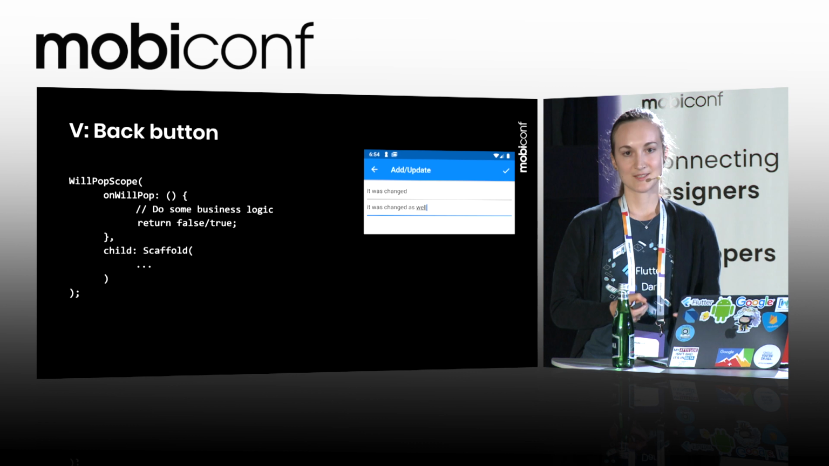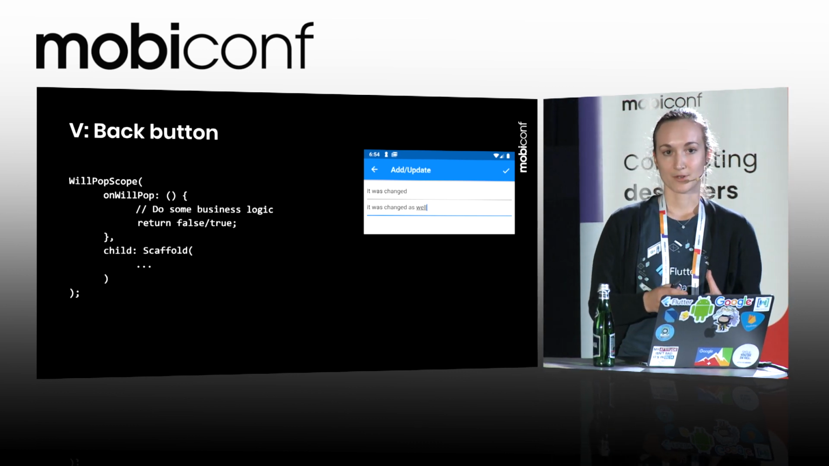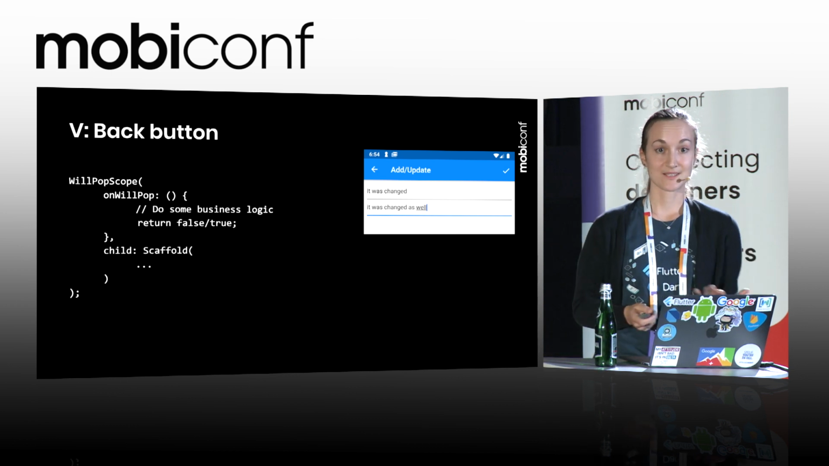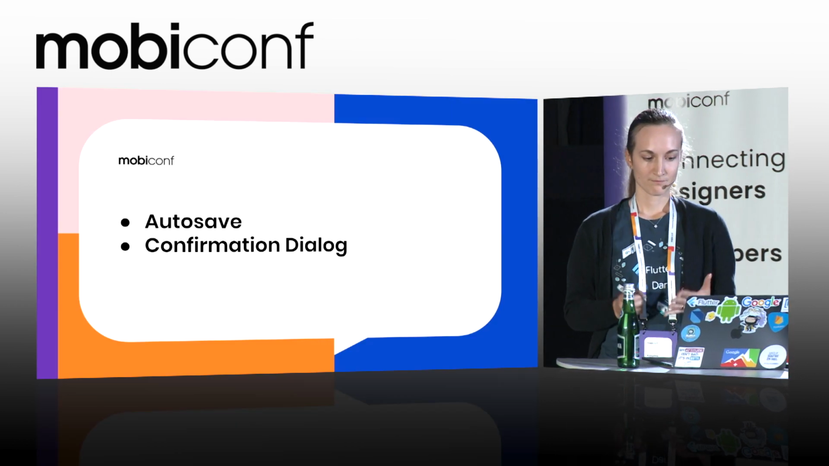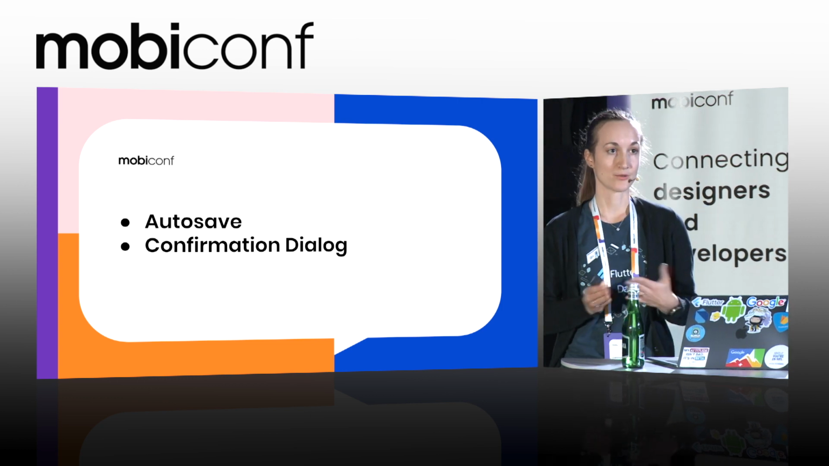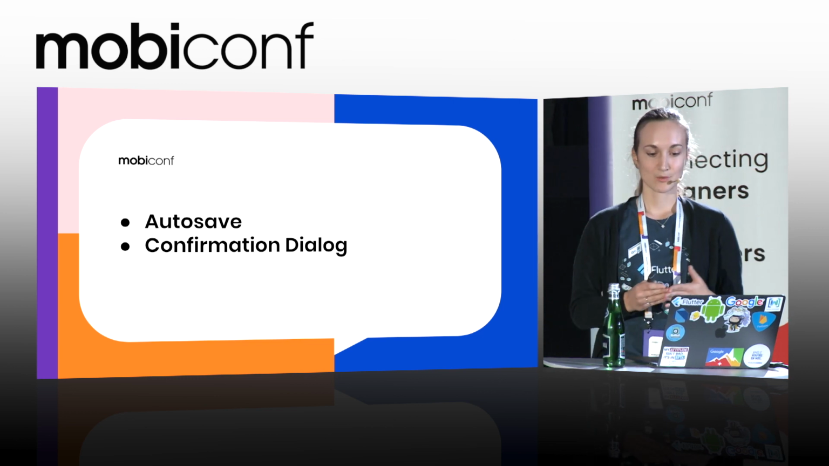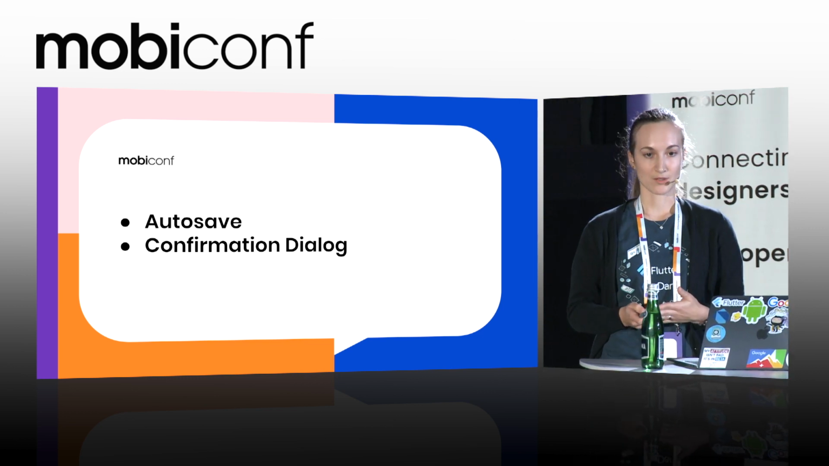And the easy mistake to make here is to prevent the user from going back, for example, when validation fails. Let's see how it can happen. We can go two ways from here. One is to silently autosave when the user presses the back button, and another one is to show a confirmation dialog.